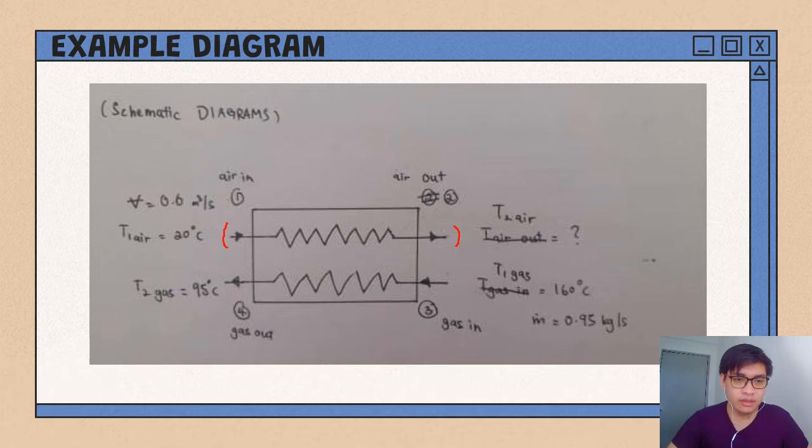and number one is its inlet area with a temperature of 20 degrees Celsius, and number two is its outlet area. Also here it shows that the volume flow rate for air is equal to 0.6 meter cube per second as it travels along the pathway of the heat exchanger. Same goes for the gas state, but only it is in the reverse direction, where the gas enters from number 3 and exits at number 4.